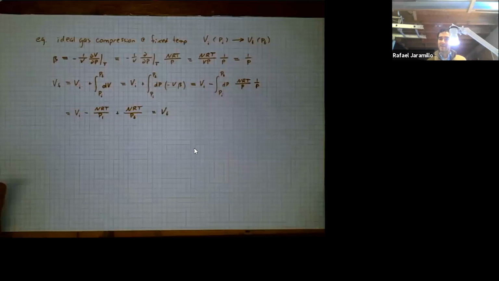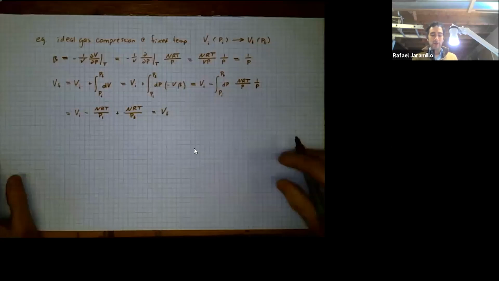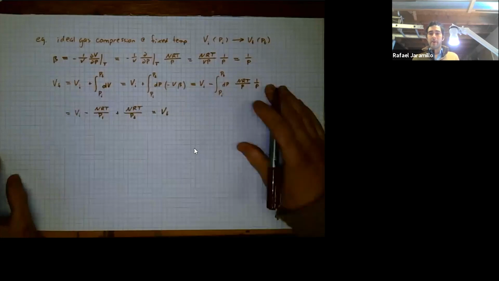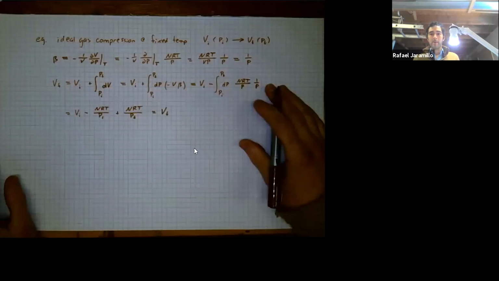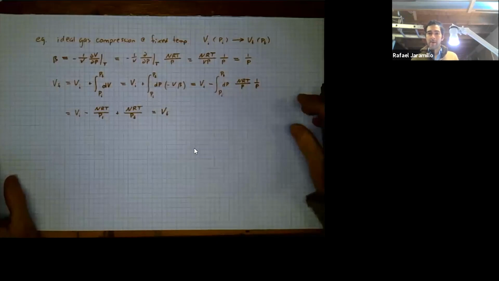So this calculation is really trivial for an ideal gas. You get exactly what you think you would get. The reason why I took the time to do it is to show you the sort of manipulations that you'll need to do later on for non-ideal gases.